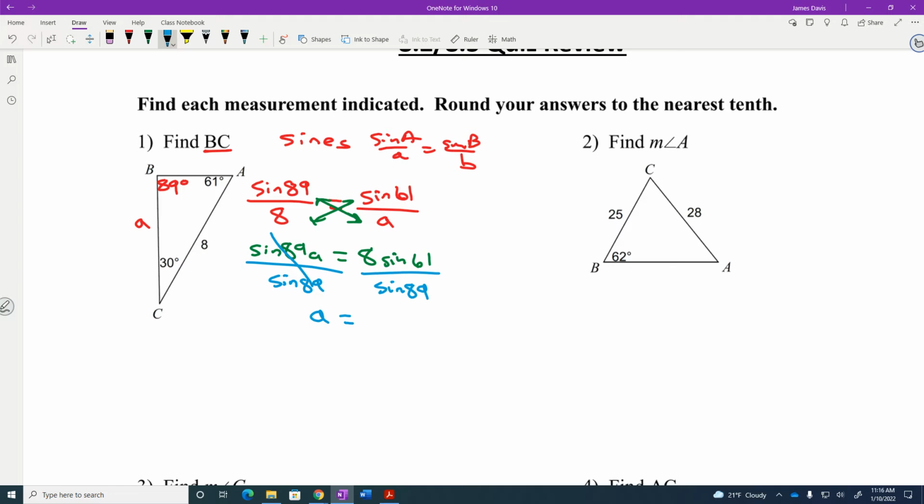So what do we get for A? Round to the nearest tenth. Alright, that's all there is to it.